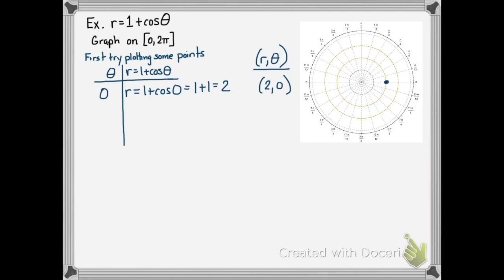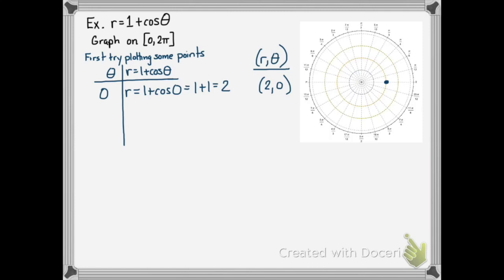So our r value is 2 and our theta value is 0. When I go to plot that on my polar graph paper, I move my arm to an angle of 0 radians, and then I walk out a distance of 2, and so we have our point plotted at 2, 0. Cool. Okay, so now let's pick another point to plot. That means another angle that we're going to plug in, rotating around the circle.